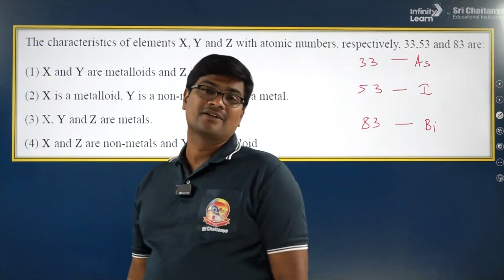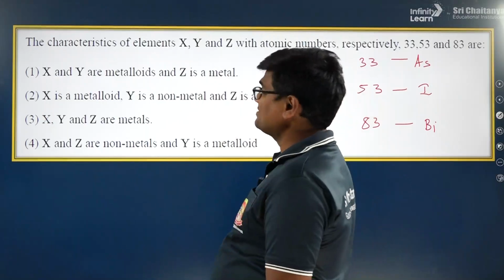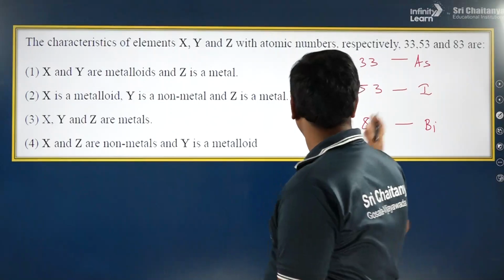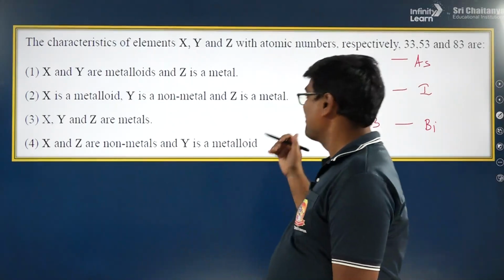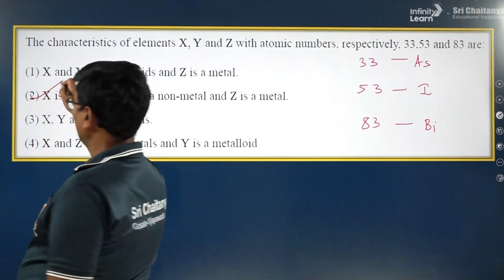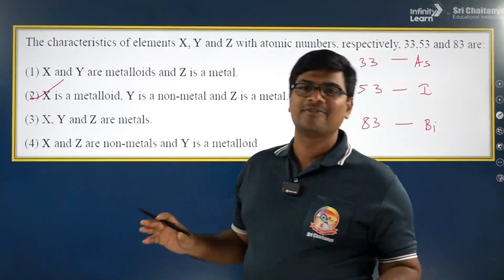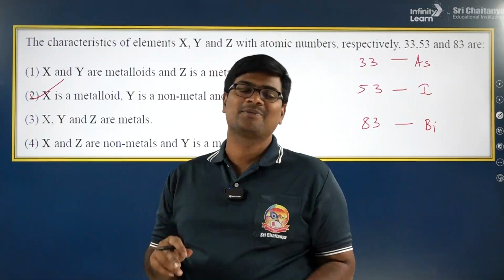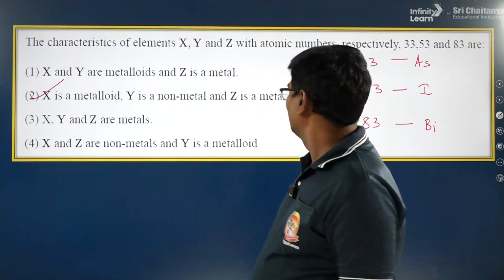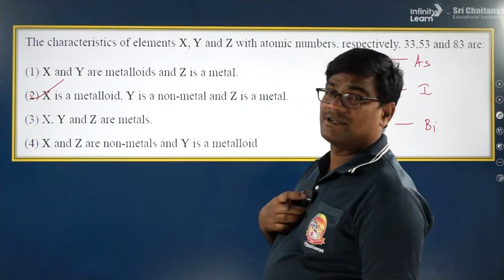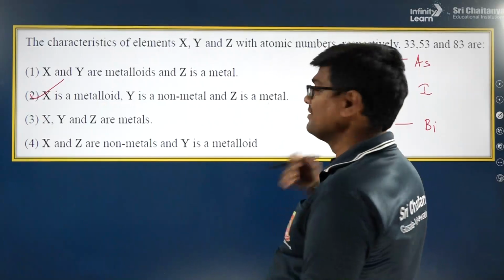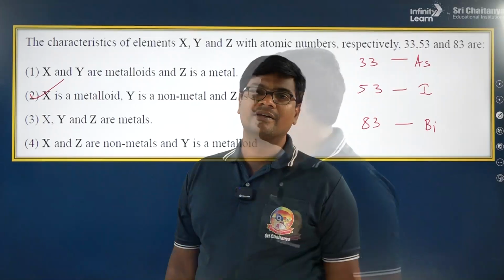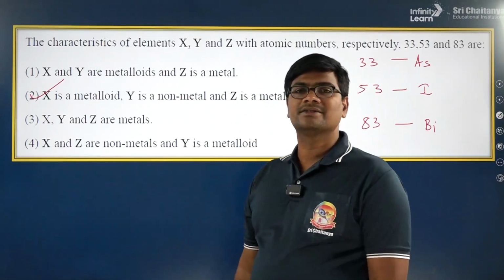Now tell me, what are they? We are 100% sure that arsenic is a metalloid. So X is a metalloid. We got the answer, it seems. Then Y is a non-metal, iodine, and Z is a metal. We got the answer. Simple. The answer is simple when you identify the element. The answer is difficult when you don't identify the element. So here the key point is identifying the element only. So arsenic, atomic number 33, is a metalloid. Iodine, atomic number 53, is a non-metal, and bismuth, with atomic number 83, is a metal.